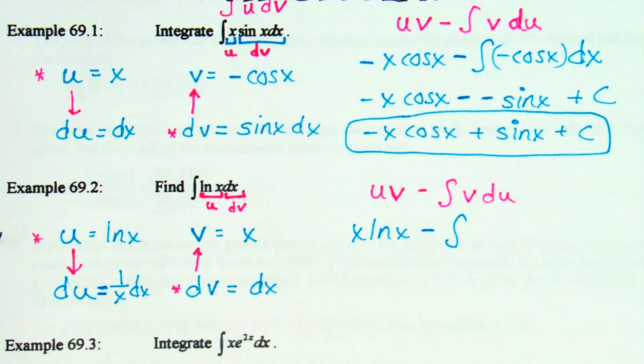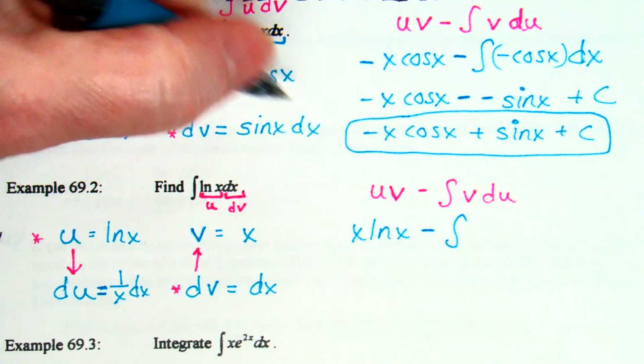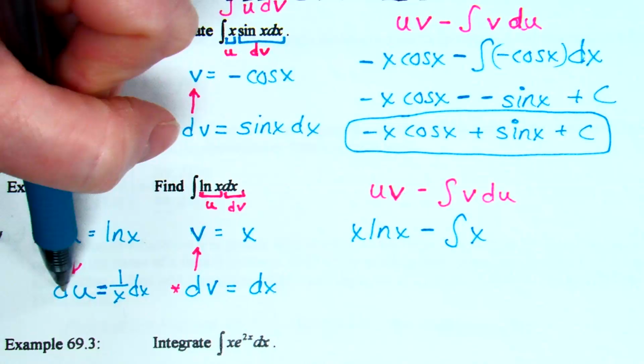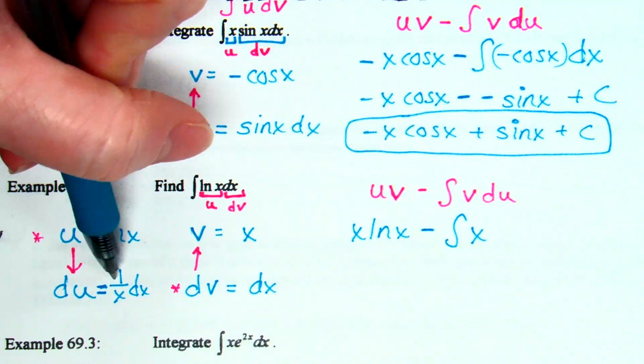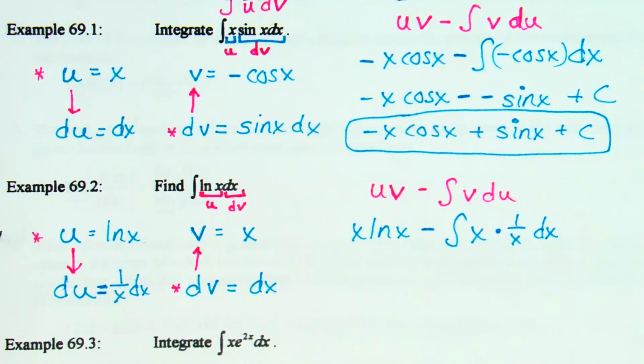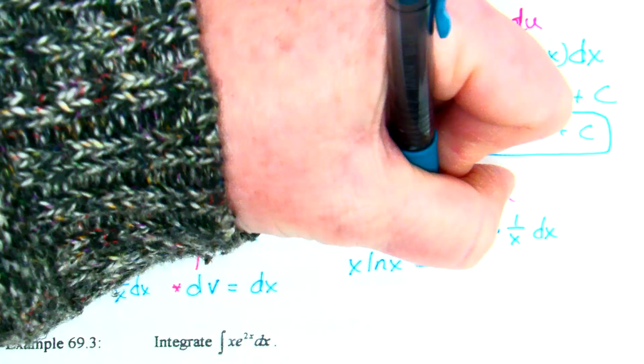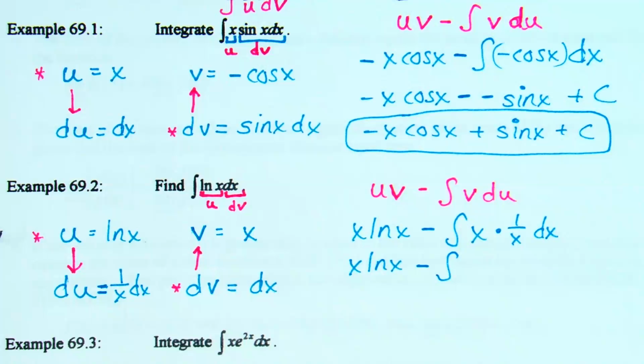What's v? x. What's du? 1 over x dx. So I just used my box here. So x ln x is still x ln x. Clean that integral up before you integrate.